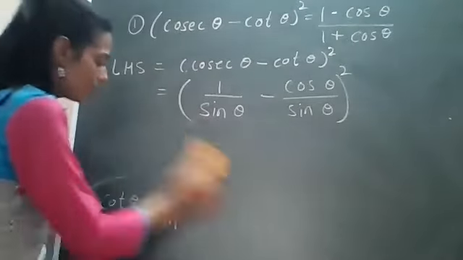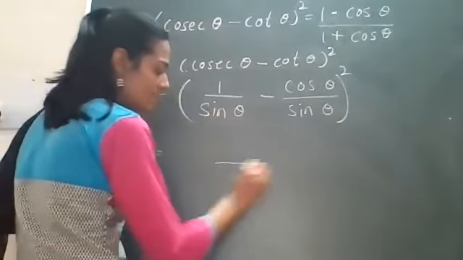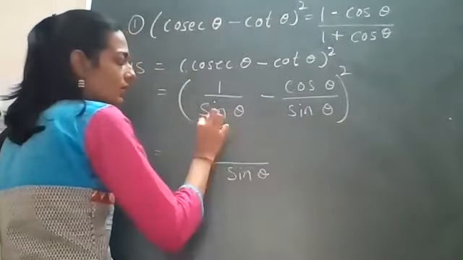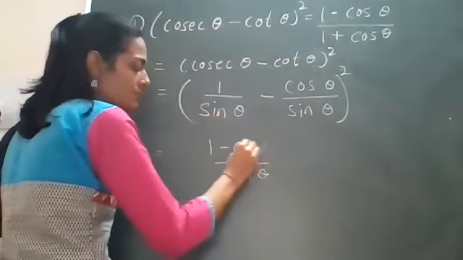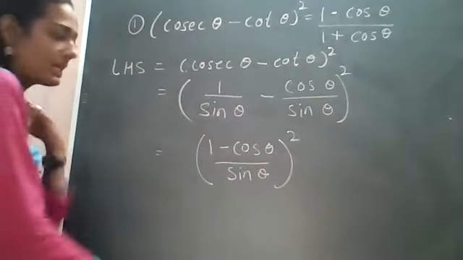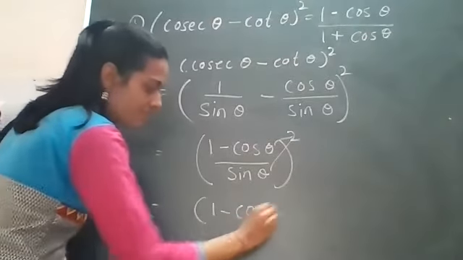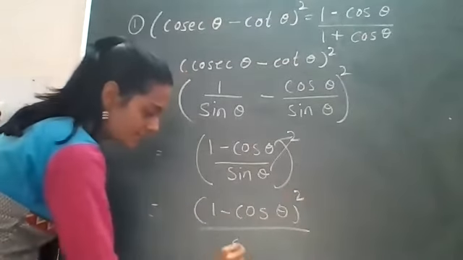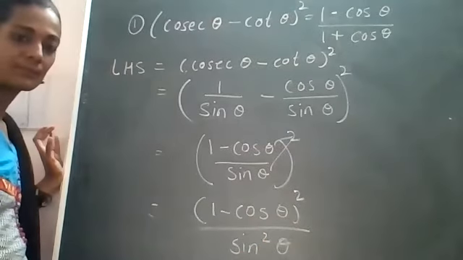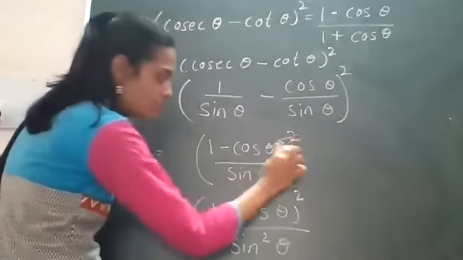Okay, now we are going to take the LCM. So what will be the LCM? Here sin theta and sin theta is here, so sin theta will be the LCM, right? So it directly becomes 1 minus cos theta whole square. Now we are giving the square to both. So it becomes 1 minus cos theta whole square divided by sin square theta. Getting this much? I have just distributed this square.